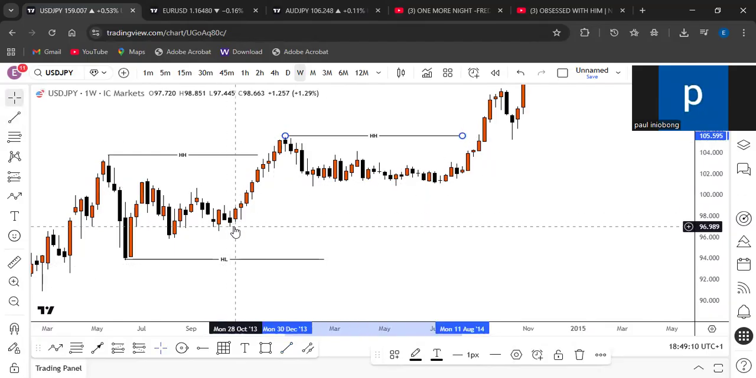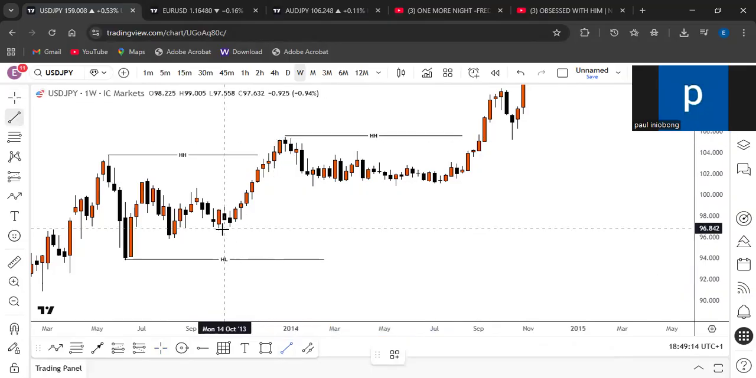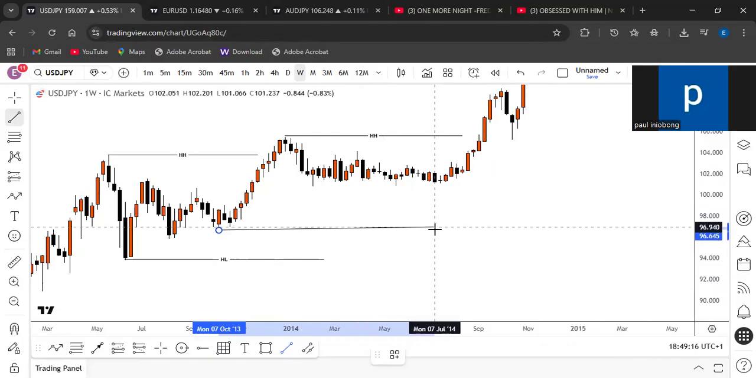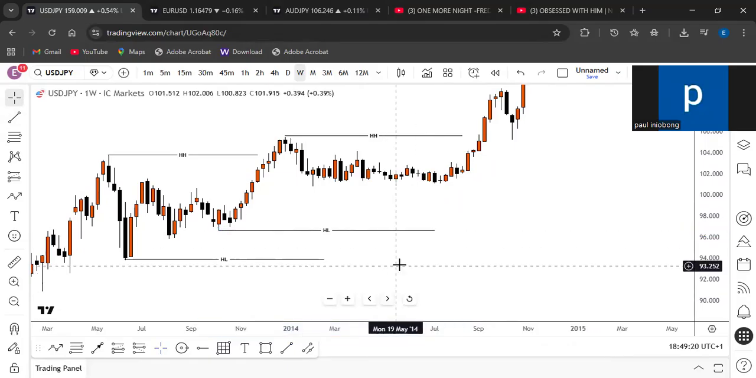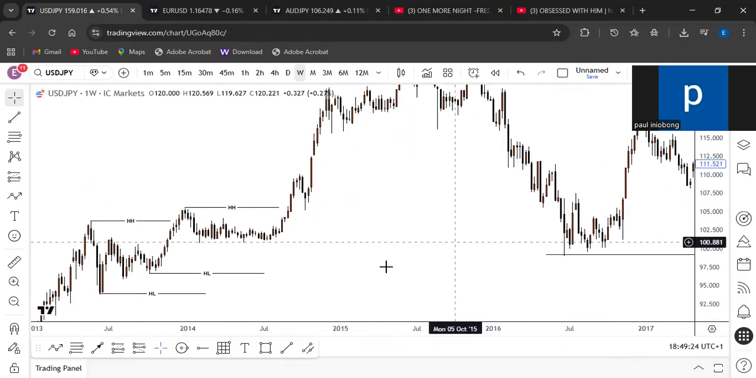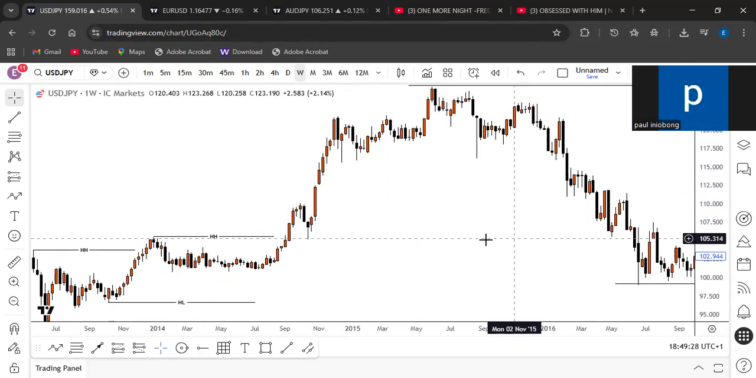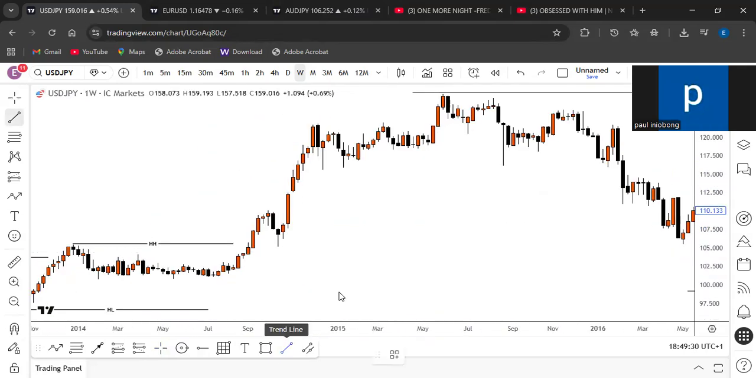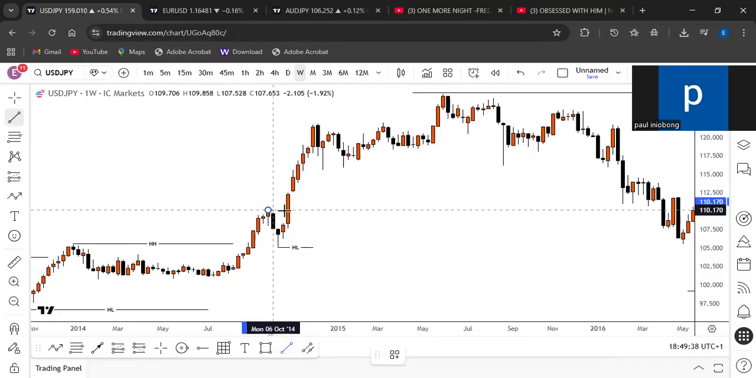And then this is the low that gave rise to that, so I'll acknowledge it. You understand the labeling, right? Yes, sir. So that's how you go about labeling your charts. And then we have another high here. Remember, this is a weekly time frame. Another high, and then another higher high here.